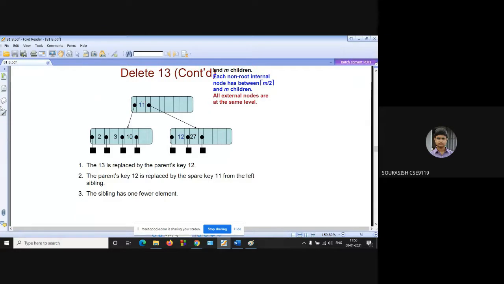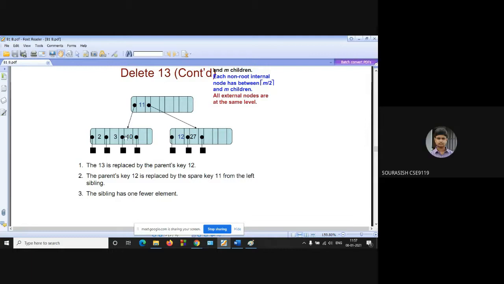Delete 11 means one element from the left or the right child should come up. If we take one element from the right child, it will be underfull. So we have to take it from the left child, as it has more than the minimum number, more than m by 2. Here m value is 5. So 5 by 2 means 2.5. Its ceiling is 3.